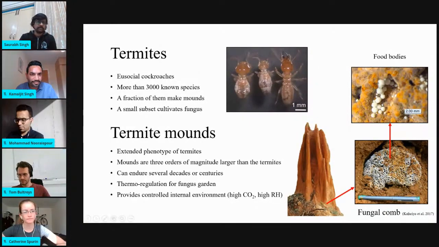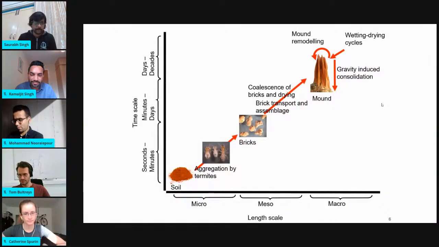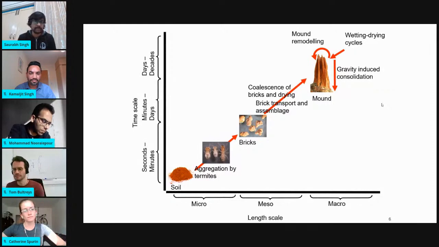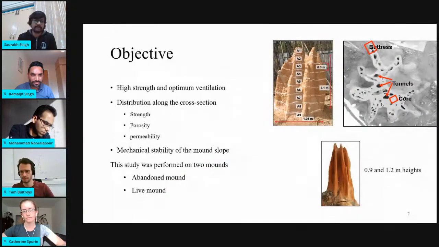Now, coming to the process of construction of the termite mound. Basically, termites take the nearby soil and form small boluses. These boluses are the basic building blocks of the termite mound. They go and deposit them on the site. Because of the consolidation process and wetting drying cycles, the mound is constructed, and the structure of the mound is controlled by gravity, wetting drying, and remolding in the case when there is a breach by an external agent. Now, coming to the objective of this study, it is known that termite mounds have high strength and also good ventilation.